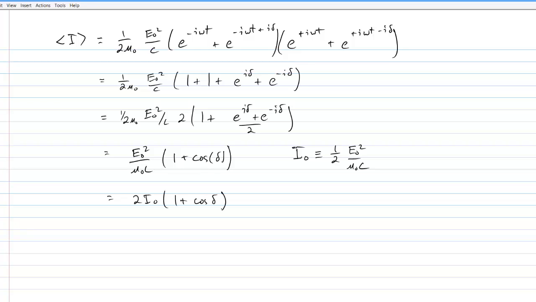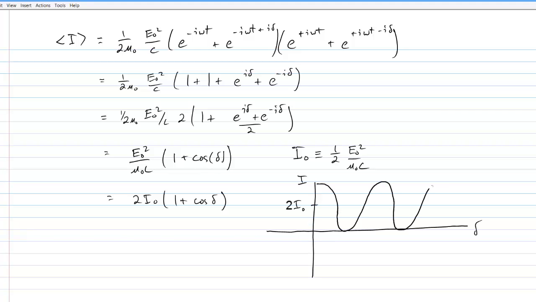So here's our final expression for the intensity of the combination. And a sketch of intensity versus relative phase angle. And it's consistent with our expectations. There's a baseline of twice the intensity of each source individually, modulated by a 1 plus cos delta term. When delta equals 0, the waves are totally in phase and we get 4 times the original intensity. And when delta is pi, the waves are totally out of phase and we get 0.